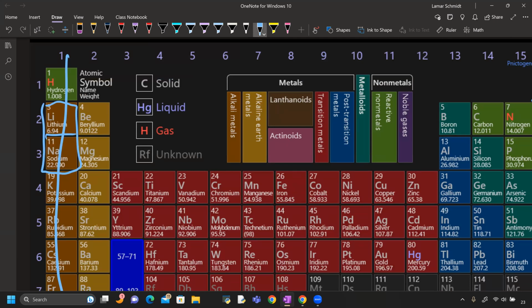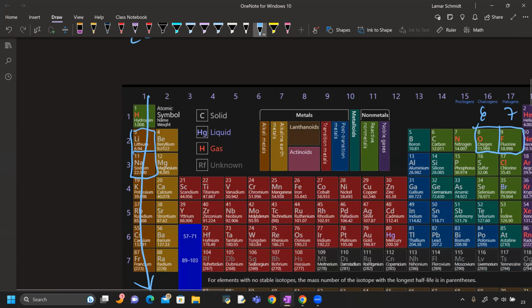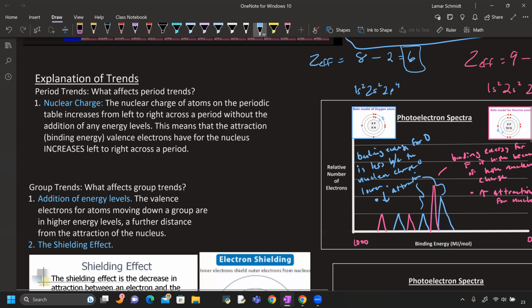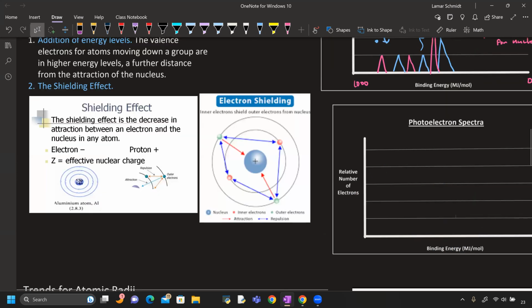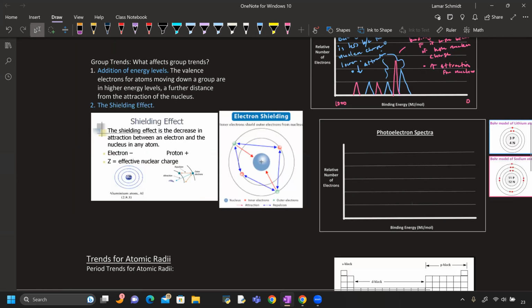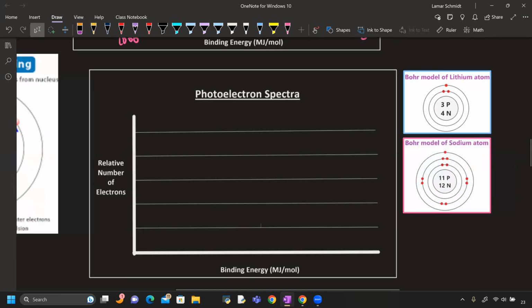So lithium, its valence electrons are in energy level 2, whereas sodium, its valence electrons are in energy level 3. So we can see that very, very easily. Also, to highlight that, I have a Bohr model here to show that we have energy level 1 and energy level 2, and then here we have, and just to color code this, 1, 2, 3.